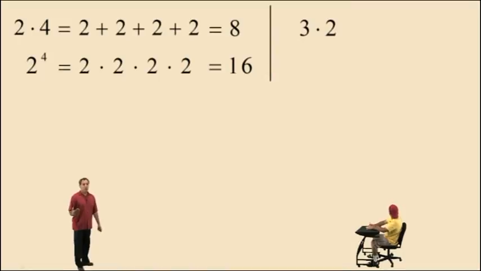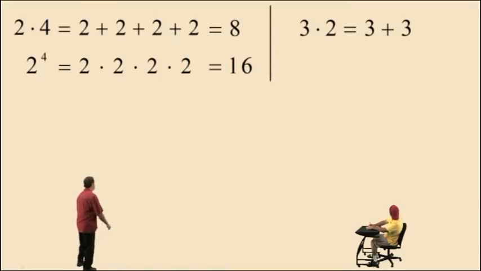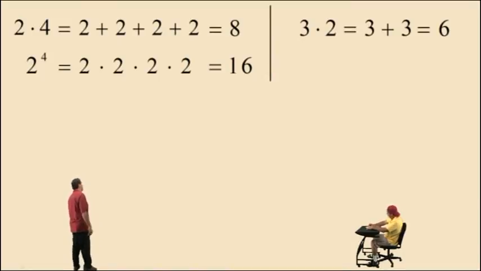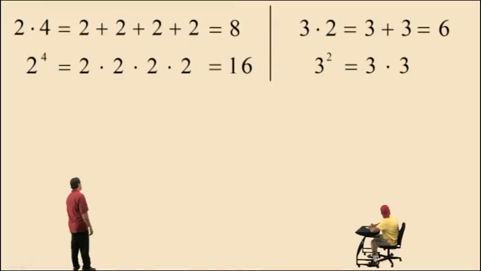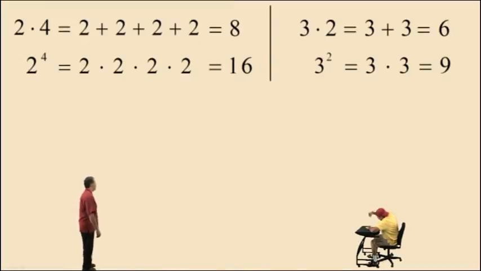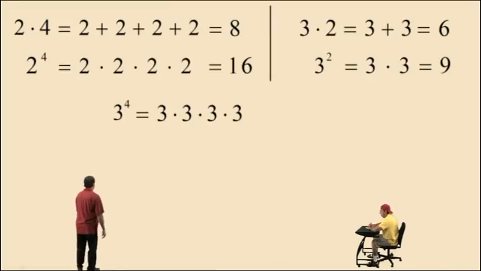3 times 2, multiplication, repeated addition. This is 3 plus 3, which is 6. 3 raised to the second power, or 3 squared, is repeated multiplication. That's 3 times 3, and that's 9. Now what about 3 to the fourth? That's repeated multiplication. That's 3 times 3 times 3 times 3, right?